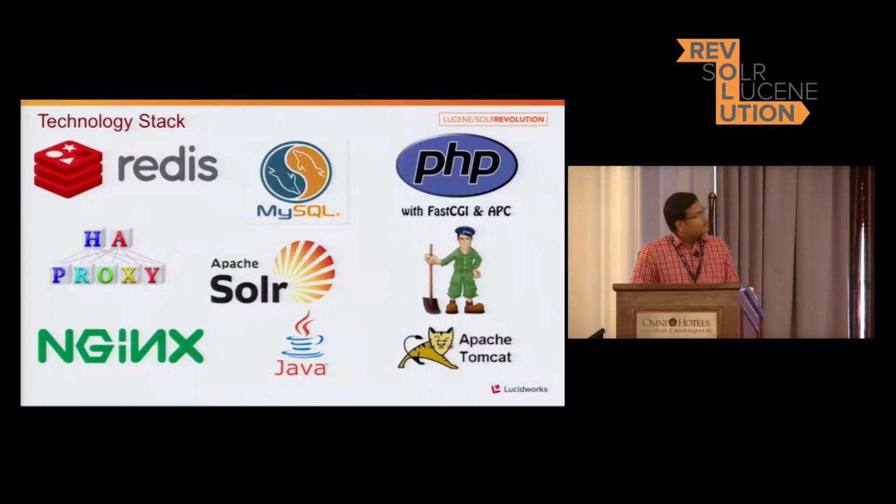So let me show you our technology stack. We use HAProxy as the load balancer, Redis for cache, and MySQL for the database. Our front end is written in PHP. Then we use Nginx as the web server, Solr as the search engine, Java as our primary language, and Tomcat as our app server. For coordination, we use Zookeeper. We have written something similar to SolrCloud; we don't exactly use SolrCloud, and we use Zookeeper here for coordination.